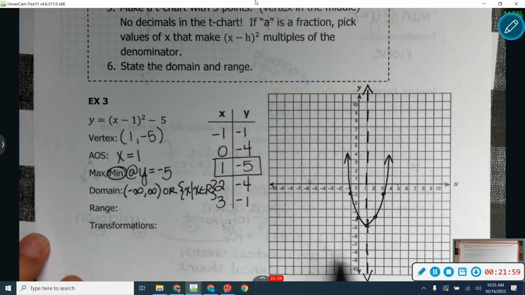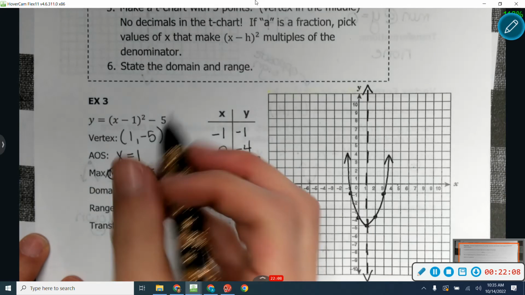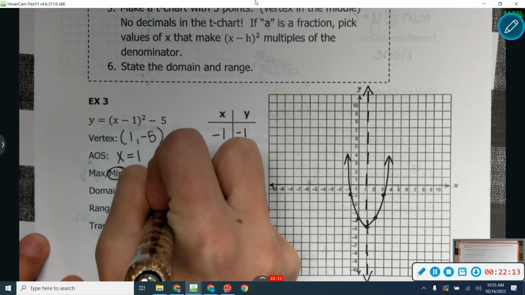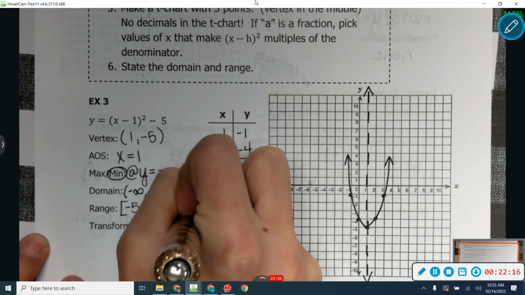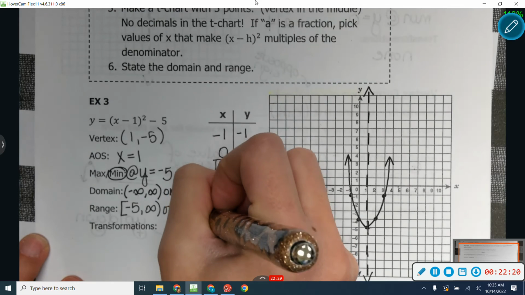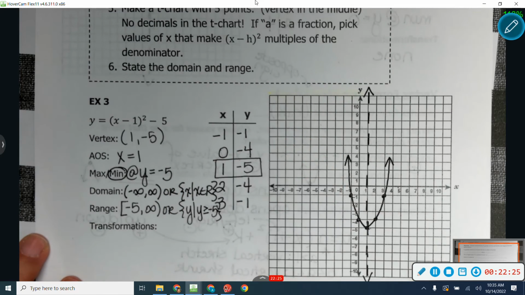Okay, now my range, I have a minimum, so what's my range going to look like? -5 to positive infinity. Or if you do set builder, what's my inequality? Y is greater than or equal to -5. You do not have to put both. Just choose one and stick with it.